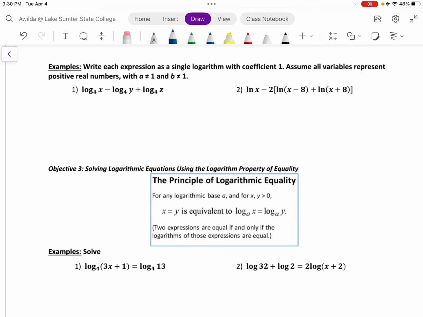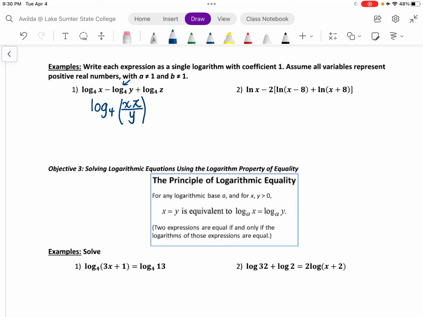Using the product and quotient rules, we can write this as logarithm base 4 of x times z, because those logarithms have positive signs in front of them, divided by y, because that logarithm has a negative sign in front of it. You can also enclose this in parentheses for clarity.